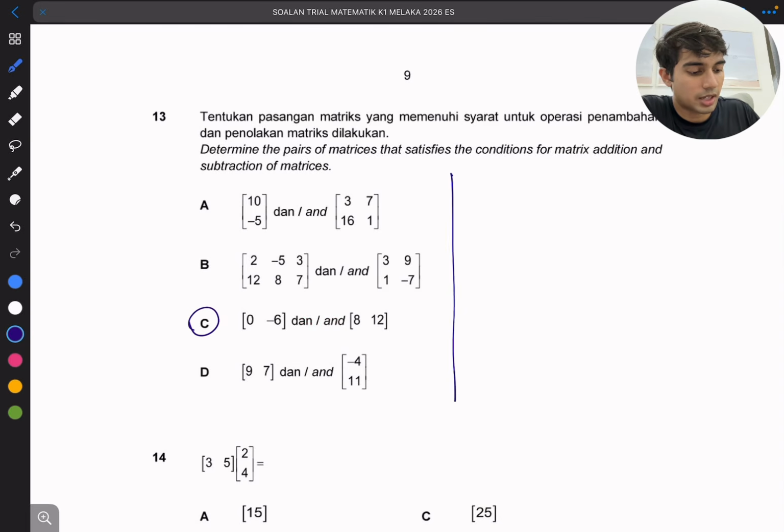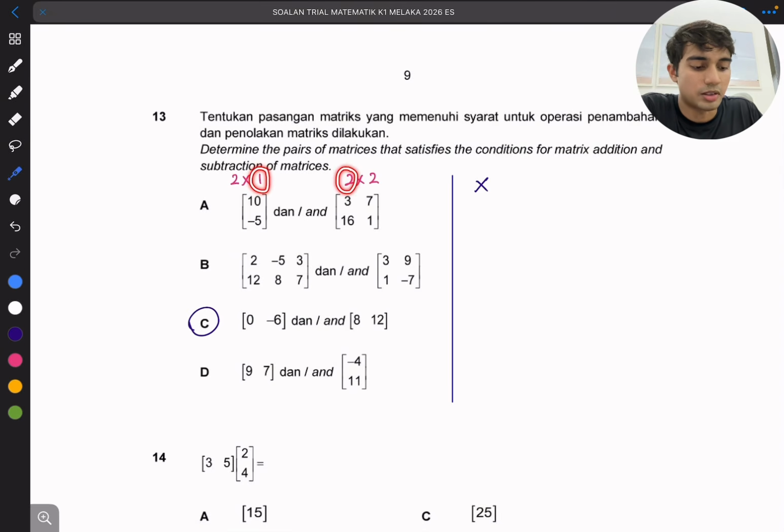But if it was times or divide, okay, let's see. Let's check if this one can and this can times or not. Basically divide you won't see, it's just times. So this matrix is 2 rows and 1 column. It has 2 rows, 1 column. So 2 by 1. This one has 2 by 2. Both of these we cannot multiply because these numbers are not same. If you want to multiply, you must make sure these two numbers are same. So this one cannot multiply.